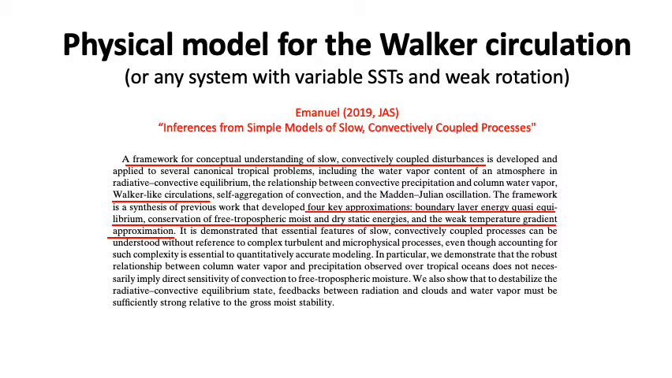And so again, I've put the abstract here. I highlighted a couple of things. This is a framework for conceptual understanding of slow, convectively coupled disturbances, and there are a few different things listed here. I've highlighted the Walker-like circulation, which is what we'll talk about here. The key thing to highlight is that this understanding comes from four key approximations. The first is called boundary layer energy quasi-equilibrium, which we will talk about, and that's the one I'm going to highlight here because it's really quantitative. Then conservation of free tropospheric moist and dry static energies, and the weak temperature gradient approximation.